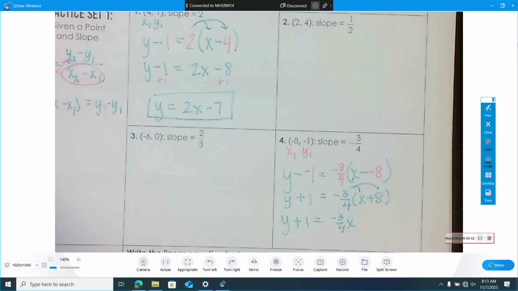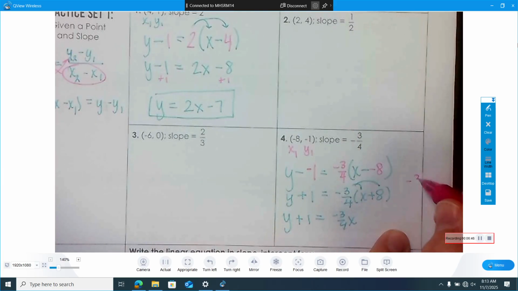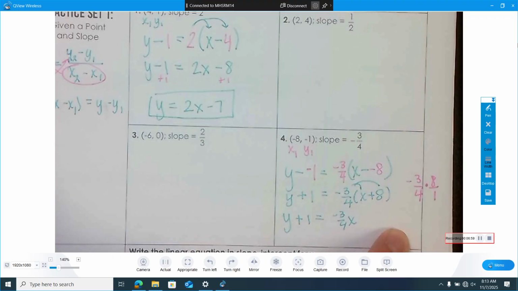All right, and good. How did you get 6? Because this looks challenging, like it's a fraction times 8, but -3/4 times 8. How do we do that? Cross multiplication. No. Oh, no. I know what you're thinking, but the phrase is confusing. How do you multiply fractions? Oh, you flip.